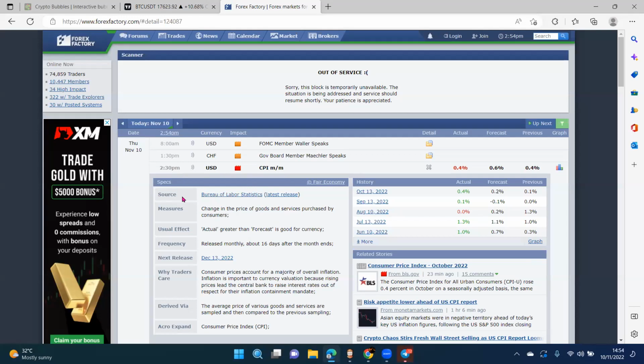It usually comes from the Bureau of Labor Statistics. What it does is that it measures the change of price of goods and services purchased by consumers. So what is the usual effect? If the actual is greater than the forecast, it is good for the currency. So if the actual is greater than the forecast, it means that currency will be strong, right? The only issue with CPI is that, like most other news, it is lagging. It is released 16 days after the month ends. So people who get information ahead of time would have factored it in.